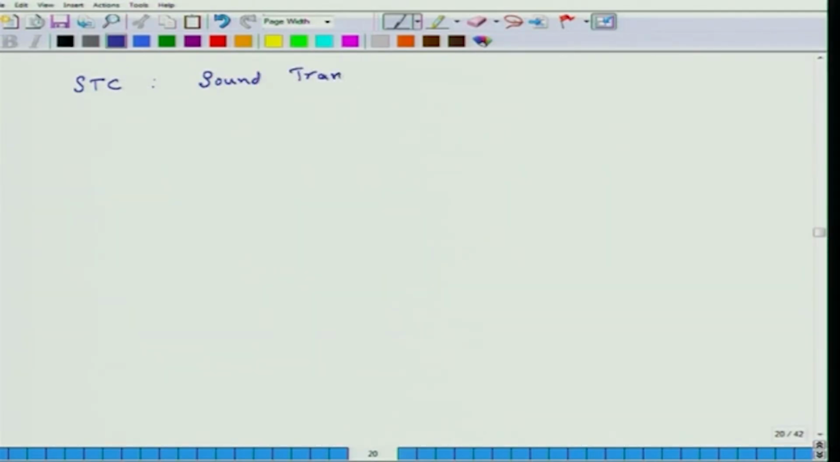So then there is this term called STC, sound transmission class. And what is it? It is used to characterize partitions. So what could be a partition? A door is a partition, a wall is a partition, a window is a partition. You can even put a plank of wood between, say, the noise source and the other side. That is also a partition.